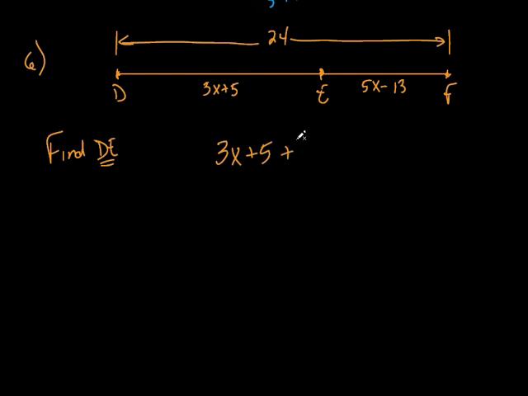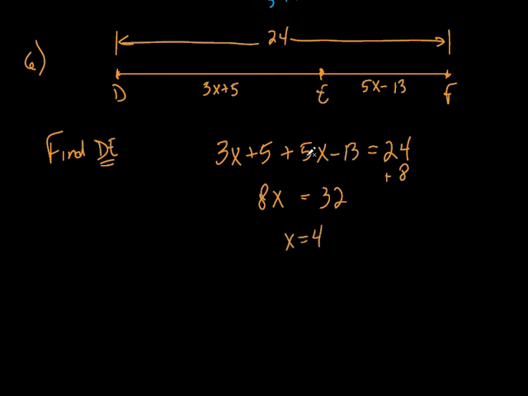That's the geometry. So 3x plus 5 and then the 5x minus 13, that has to equal the whole entire thing, which is 24. And now you just do your math. You solve for x, you plug it back in. Let's do that very quickly here. So that's going to be 8x, minus 8. If I add an 8, that's 32, right? Divide by 8, and x is 4.